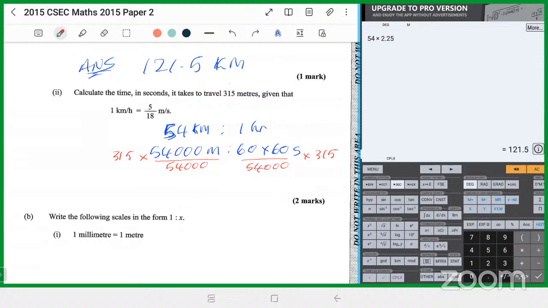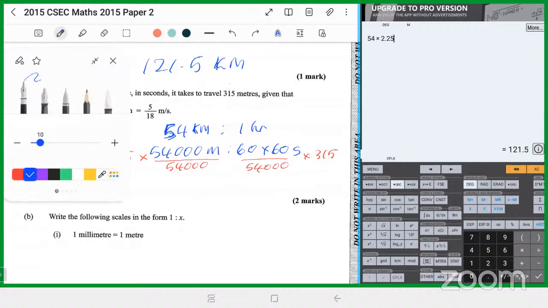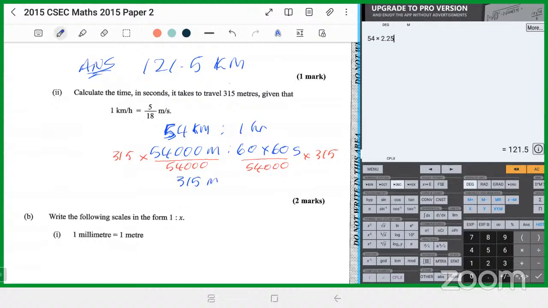Whatever this side gives me is the answer. This side becomes 350 meters. See it here now? So 350 meters corresponds to, work this out to get it in seconds. Let's set it up as a fraction: 60 times 60 over 54,000, and then multiply that by 315. That says 21 seconds. Time in seconds. 21 seconds is my answer.